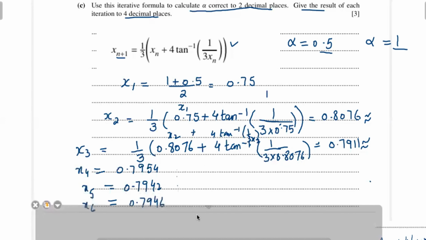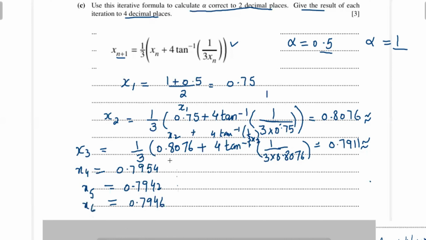The next values, x4, x5, and x6, we can calculate by substituting the value in this formula. We get 0.7954 as the x4 value, and x5 is 0.7942. You see here, we have to take the values to 4 decimal places, and now we see where the value repeats, we take 2 decimal place values. Now we approximate 0.8076, that value becomes 0.81, and this value becomes 0.79, and the next value we write as 0.80, and that is 0.79. Next, you see here, that is 0.79, and that value repeats itself. Therefore, the value of alpha will be equal to 0.79, and 0.79 is the answer.